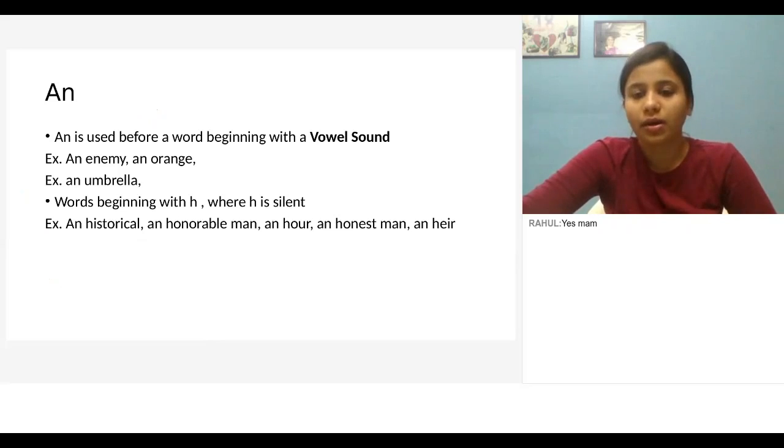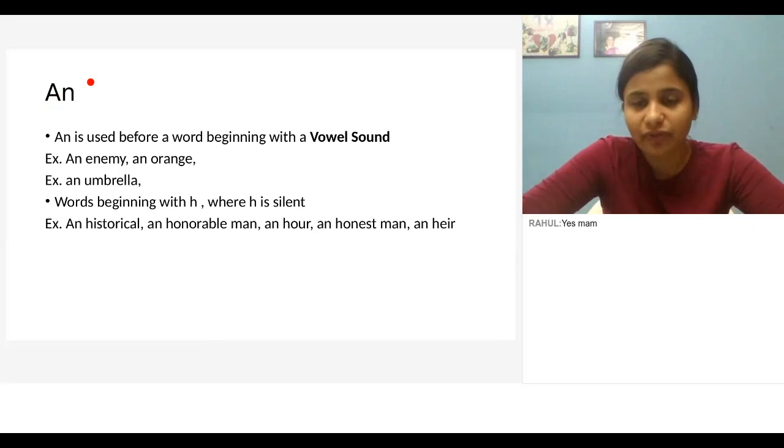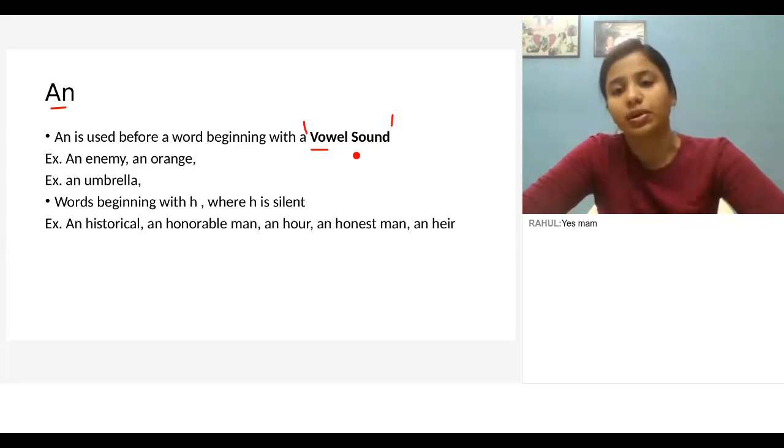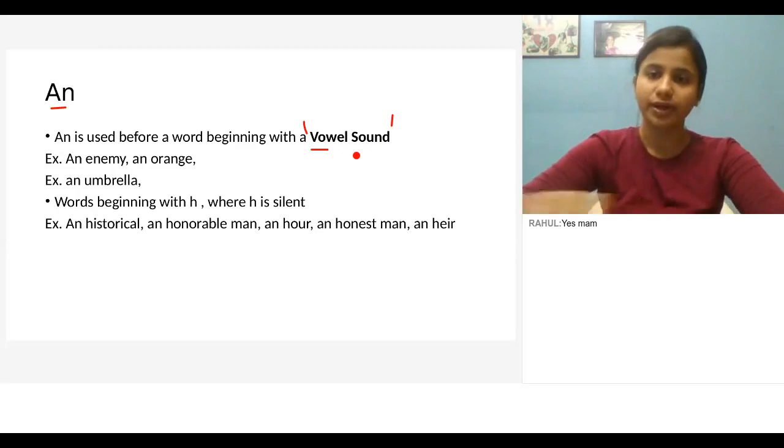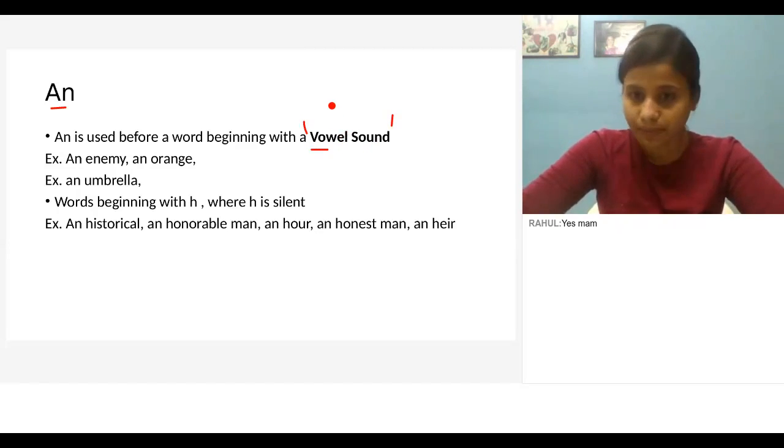Now there are a few rules that you have to remember whenever you place an article before a noun. So when do you use an? An is used before a word beginning with a vowel sound. Here I have highlighted this vowel sound because it is not just the vowel, but the vowel sound. In school times we have studied that if you have a vowel, then you place an before it. But the rules are not so simple. So we'll see as we move ahead.